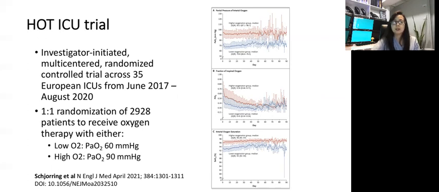The results of this trial are not all that surprising, as the two groups were essentially very similar. The low oxygen target group had a mean O2 saturation of 93% compared to 96% in the higher oxygen target group.